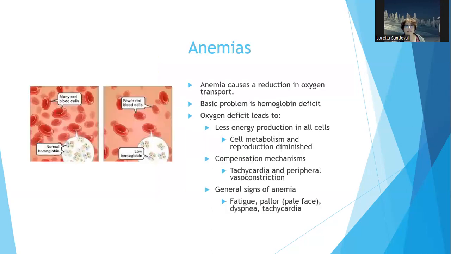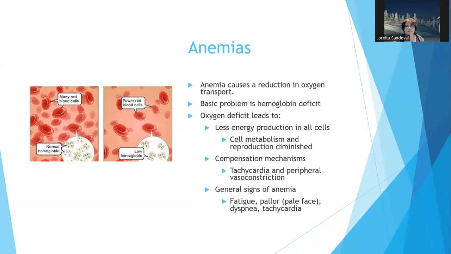So it's pretty interesting. So anemias reduce oxygen transport in the blood because of a decrease in hemoglobin content. So the low hemoglobin level can be caused by a lot of different things. It can be caused by a decrease in the number of erythrocytes or a decrease in the amount of hemoglobin, a decrease in the production of hemoglobin. But the basic problem is there's a hemoglobin deficit. So when you have that hemoglobin deficit, you have an oxygen deficit, and that leads to lots of different things.